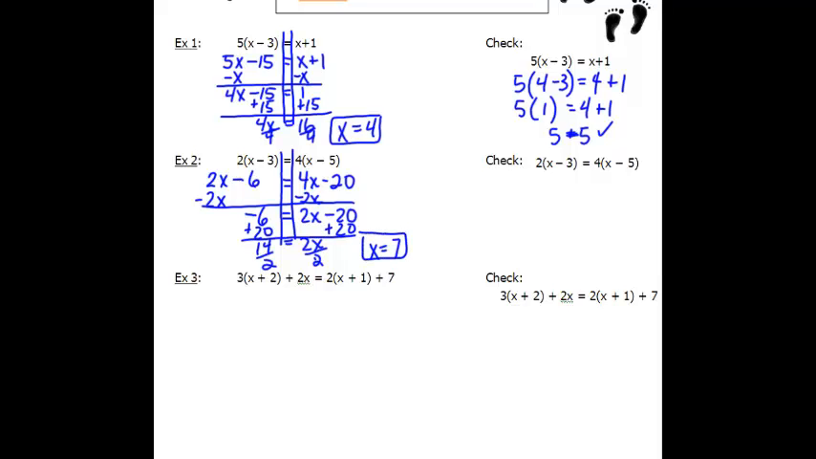When I go to check, does 2 times 7 minus 3 equal 4 times 7 minus 5? And 2 times 4 equals 4 times 2. Commutative property of multiplication. That worked out nice.